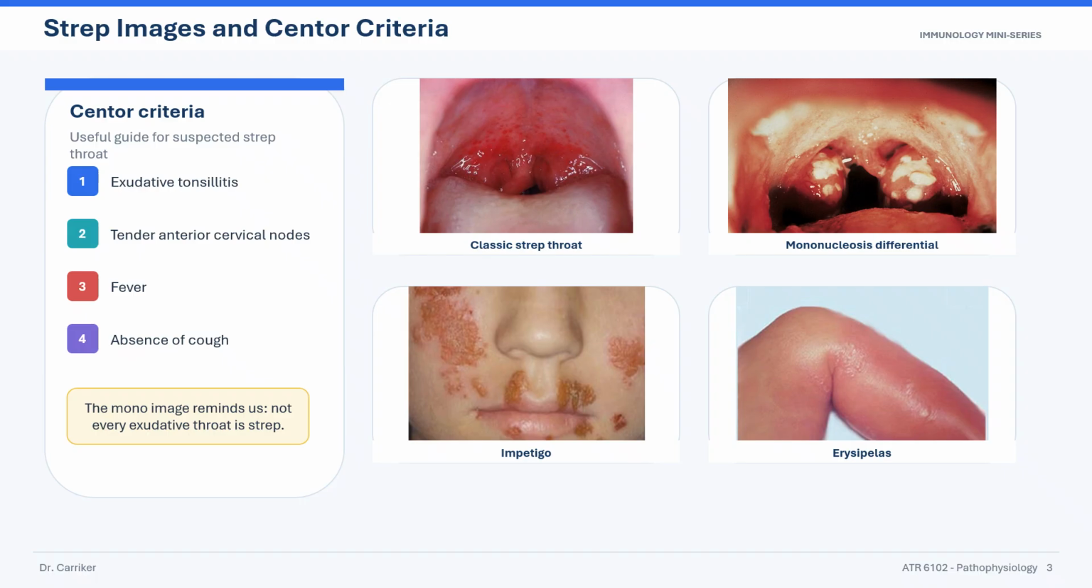The mononucleosis image that we see is a reminder that not every exudative throat is strep. So you have to keep a broader differential when we're looking at some of these classic presentations. Now, I have said exudative a couple times, so I want to make sure we're on the same page. This is a fluid that's being released from the blood, often described as pus, and that's what we might see. The Centor criteria that I mentioned might have a very high sensitivity, 90+% identification, so if we see these 4 criteria, it's a useful guide to what's actually happening in the body.